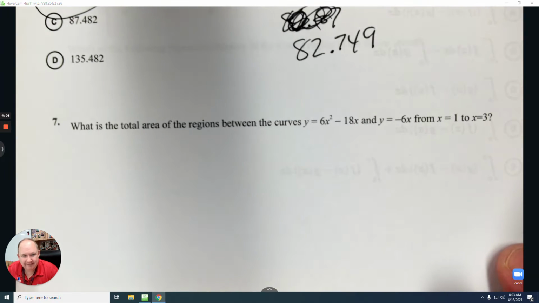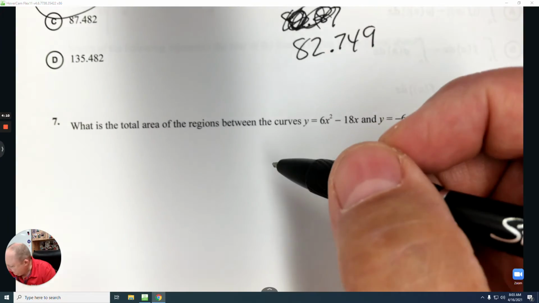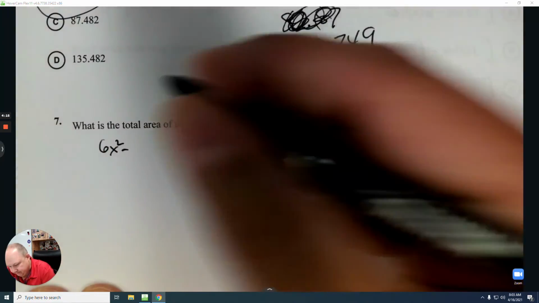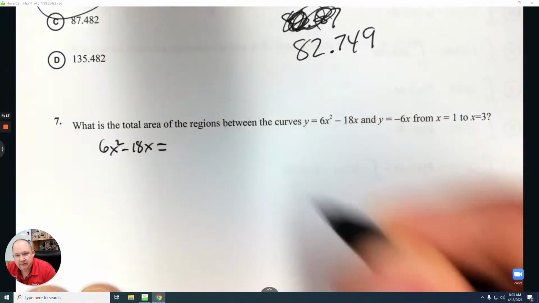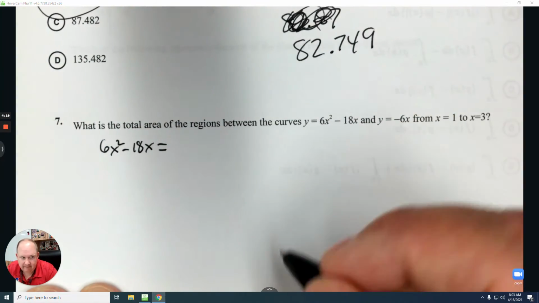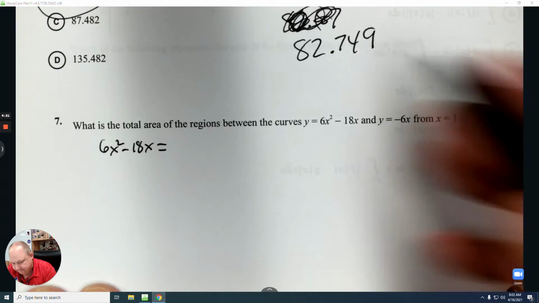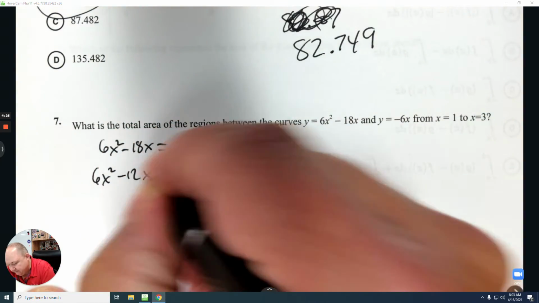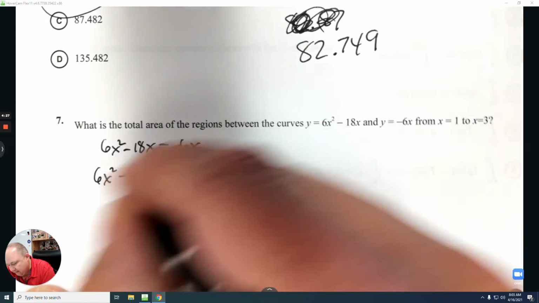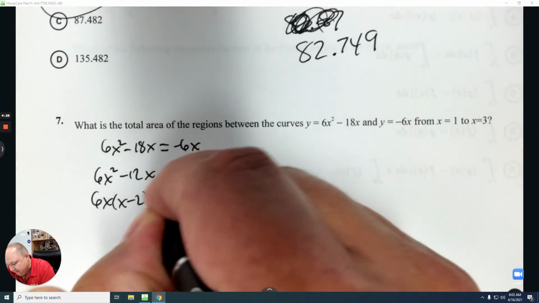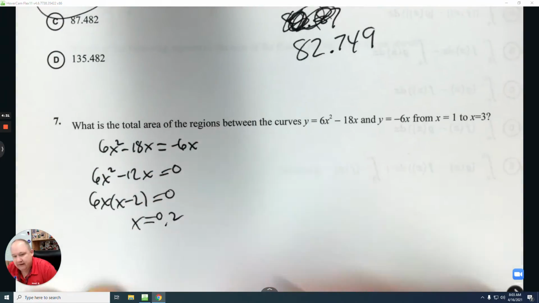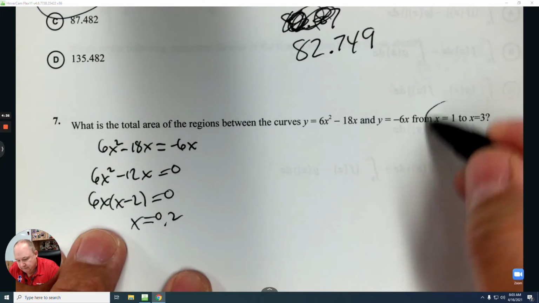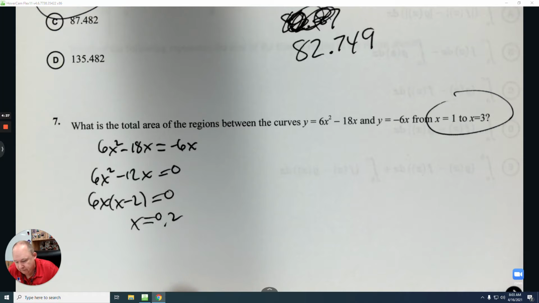Number 7. So step number 1 here is we're going to make it equal to each other. I need to know if they intersect in the middle of that interval between 1 and 3. So we're going to make it equal to 0. I'm going to add 6x. I'm going to factor it out. And then when I solve it, the two answers I get are 0 and 2. Now 0 is not in my interval. This is my interval. But 2 is.